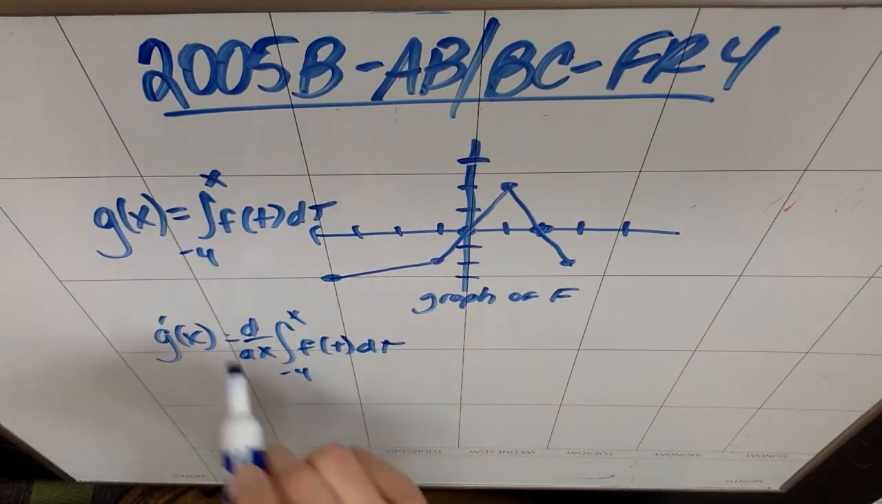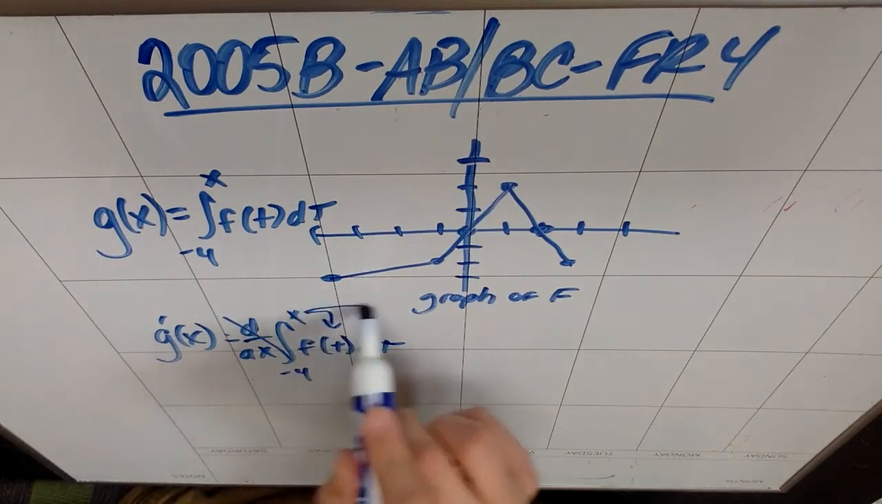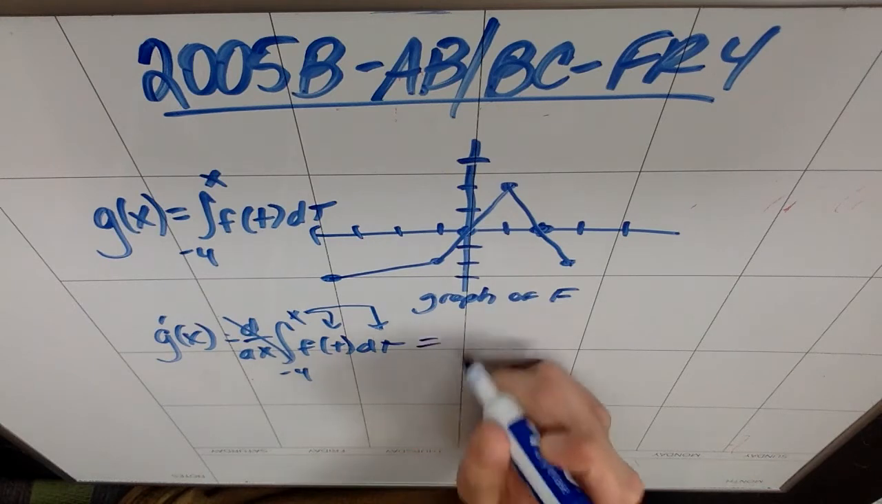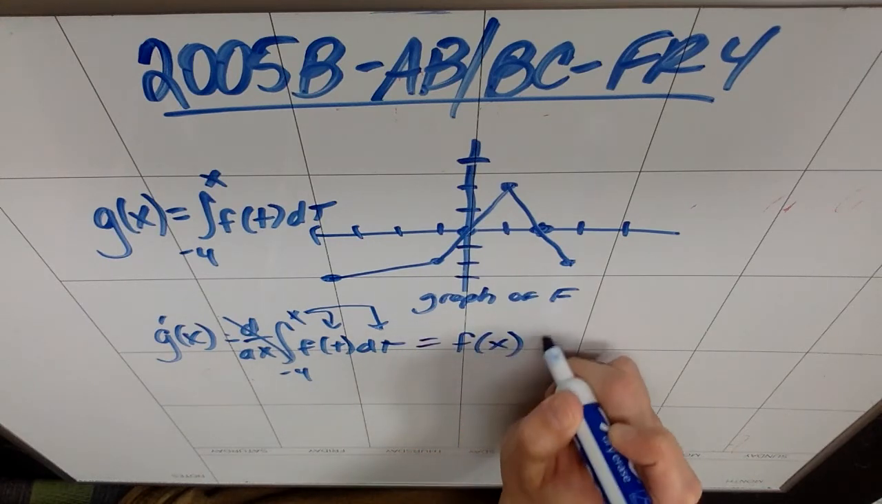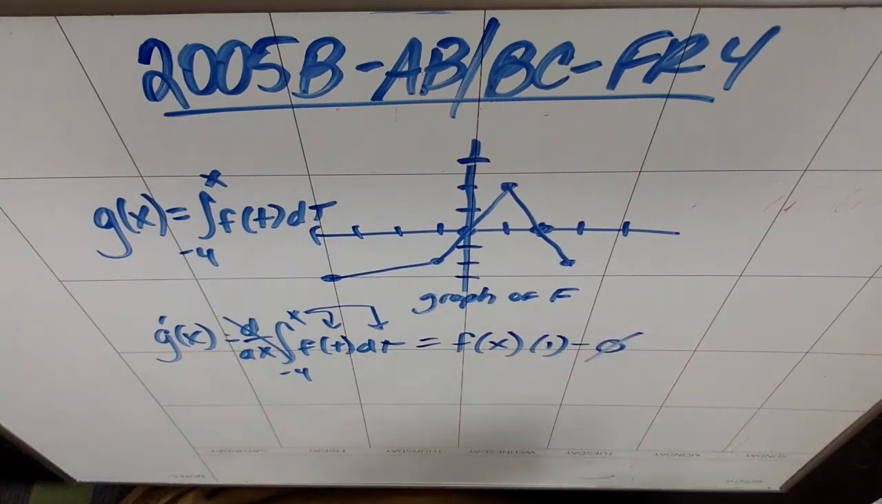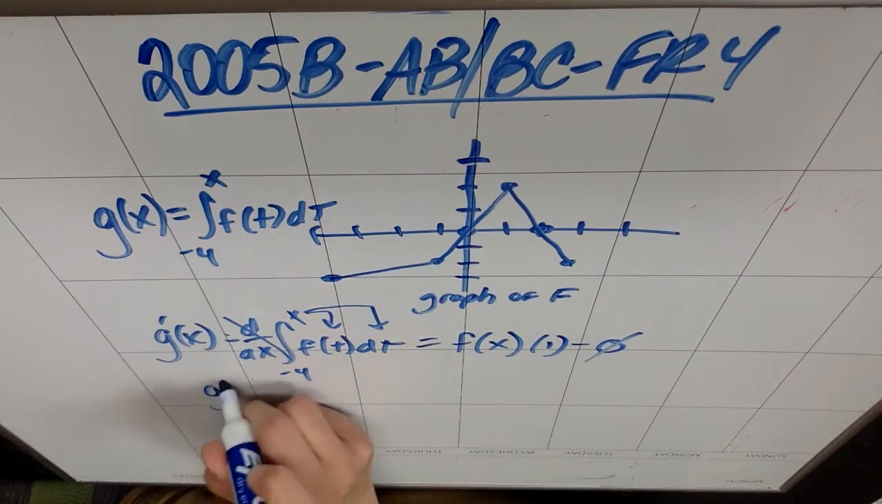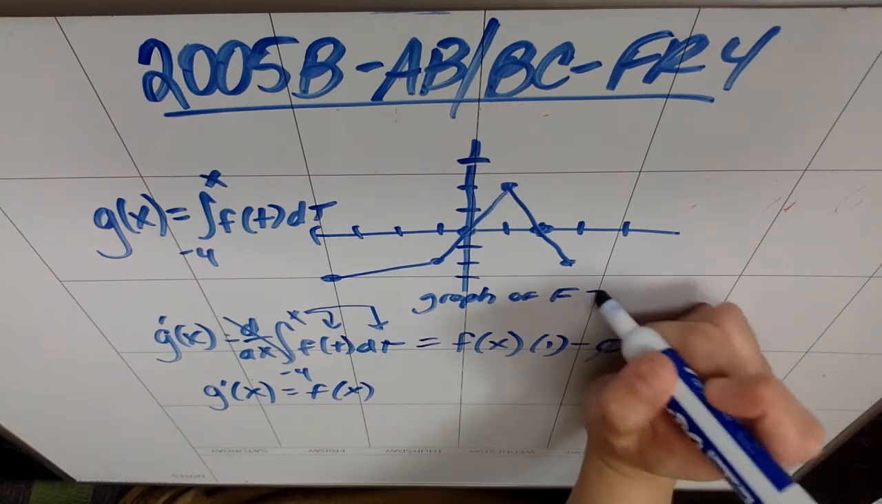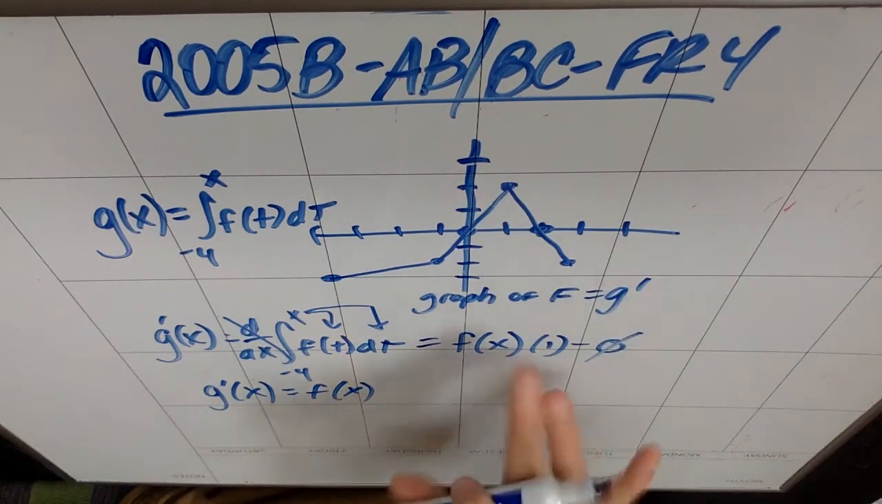What happens when you differentiate an integral is that you plug in the upper bound, minus the lower bound plugged in. But what's going to happen is I just get f of x times the derivative of x, which is 1, minus a bunch of 0, because the derivative of -4 is 0. So the important relationship that I need is that g prime of x is f of x. This is the graph of g prime. This is the graph that we're given.